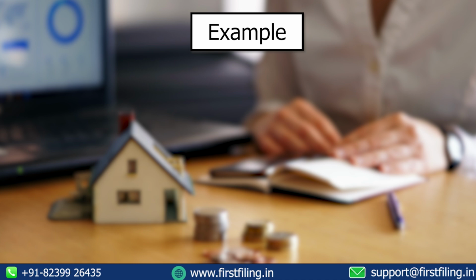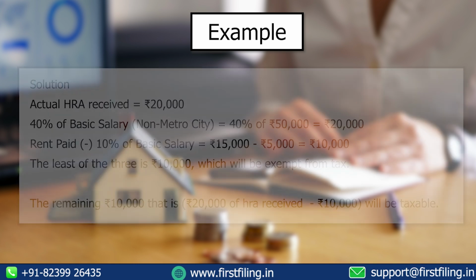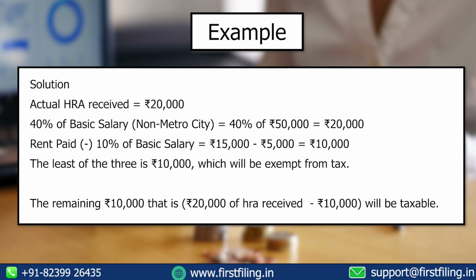Let's understand with an example. Suppose the basic salary is Rs 50,000, HRA received is Rs 20,000, rent paid is Rs 15,000, and the city is a non-metro city. Solution. Actual HRA received equals Rs 20,000. 40% of basic salary, non-metro city, equals 40% of 50,000 equals Rs 20,000. Rent paid minus 10% of basic salary equals 15,000 minus 5,000, that is Rs 10,000. The least of the three is Rs 10,000, which will be exempt from the tax. The remaining Rs 10,000, that is Rs 20,000 of HRA received minus Rs 10,000, will be taxable.